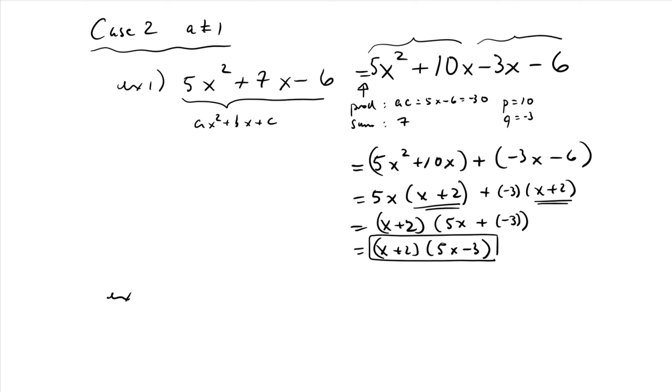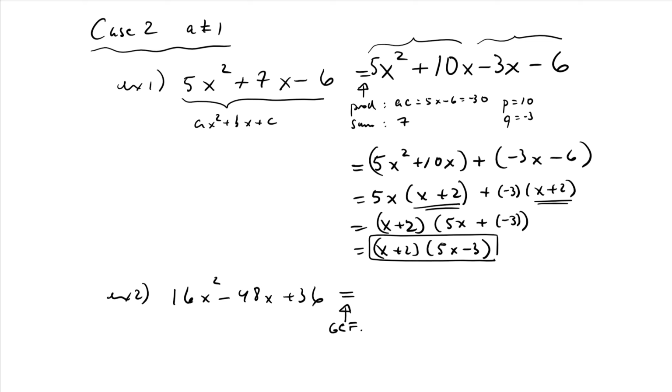Second example, 16x squared minus 48x plus 36. Now if I start multiplying a with c, I'm going to get a pretty large number. So you want to avoid this as much as possible. So first thing is greatest common factor. Let's see if we can do something here.